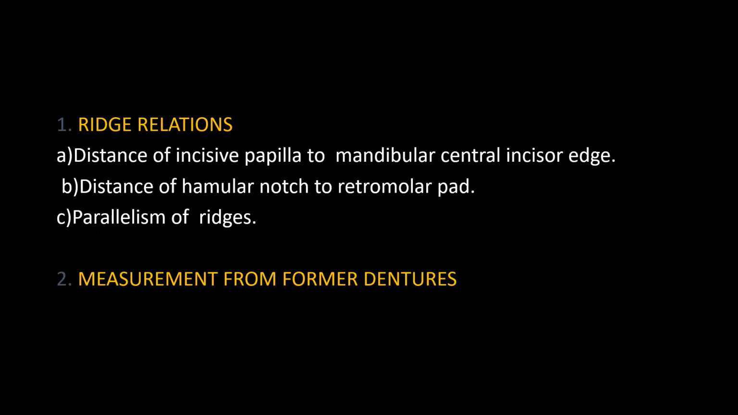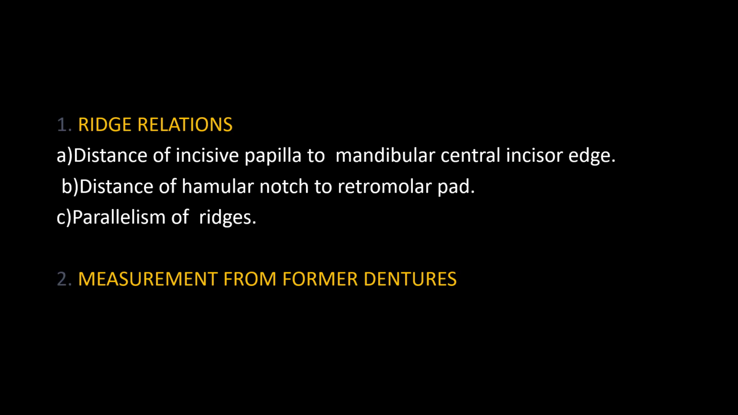They are physiological and mechanical methods that we often use. The most commonly used method is the ridge relation. Again, this theoretically is the ideal method to be used. However, practically it may not always be possible. This is done by determining the distance of the incisive papilla to the mandibular central incisor, which should be roughly 4 millimeters, the distance of the hamular notch to the retromolar pad, and the parallelism of the ridges.